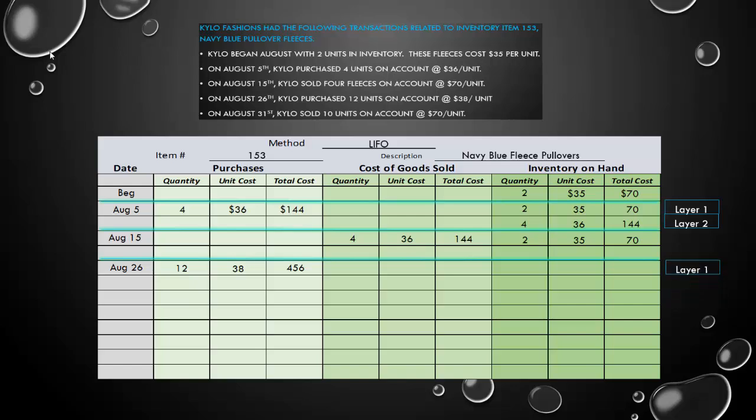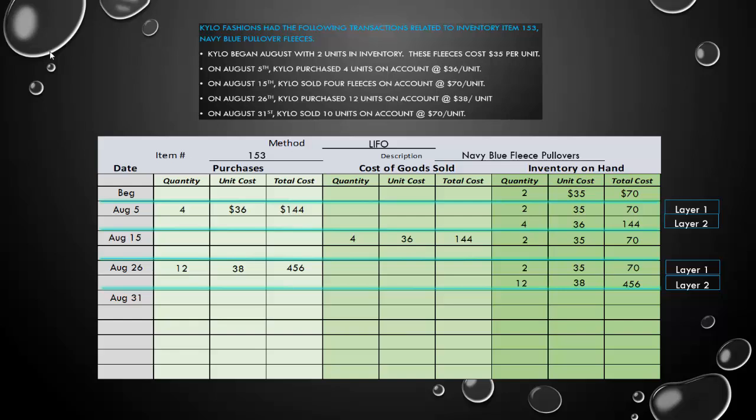So for layer 1, let's bring down what we had before we made this purchase. We had 2 $35 units with a total cost of $70. And we just bought an additional 12 units at $38 apiece for a total cost of $456. That becomes our second layer of inventory. So now, after this purchase, we have 14 units total in inventory for item number 153, but they're at a different cost basis. We have 12 $38 units and 2 $35 units, and we have to track them separately because when we make another sale on August 31st, we're using the LIFO method. We're going to assume that we're selling the last units purchased first.